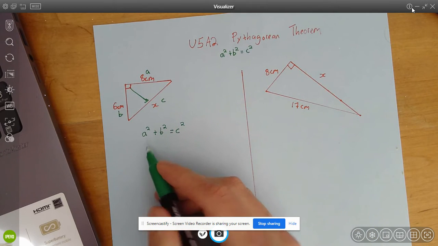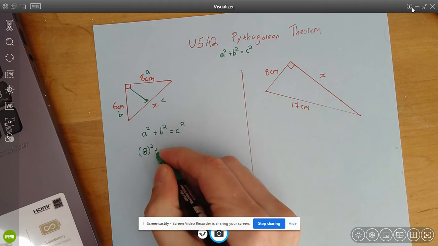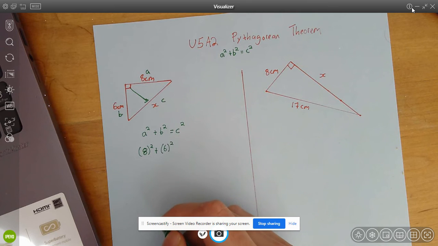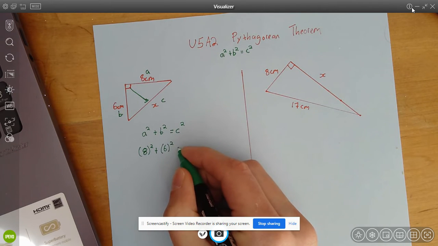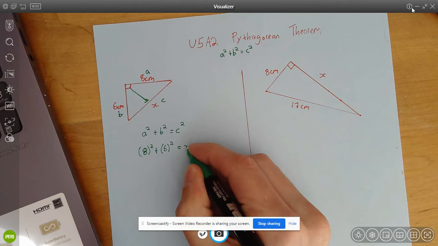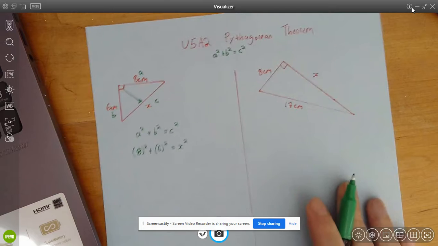So I know that a is equal to 8, and I know that b is equal to 6. I think it's a good habit to always substitute things in with brackets. And then I don't know c, which we're calling x, right? We often use x to mean something we don't know. So now I've got an equation, and I only need to solve it for x.